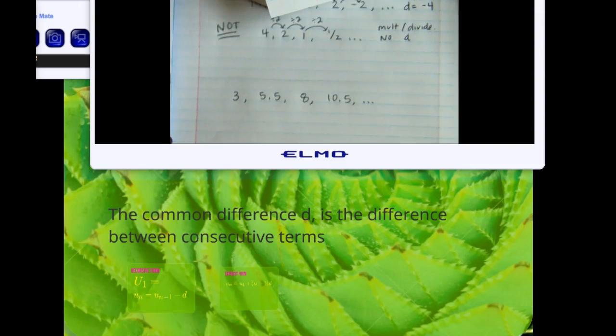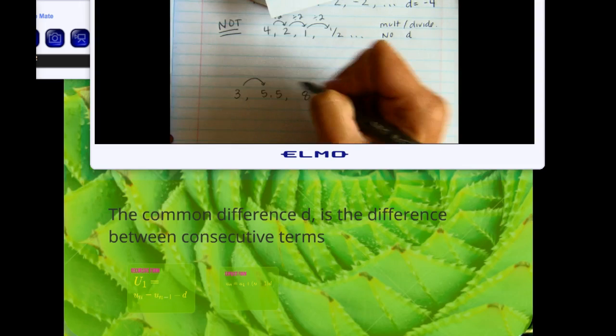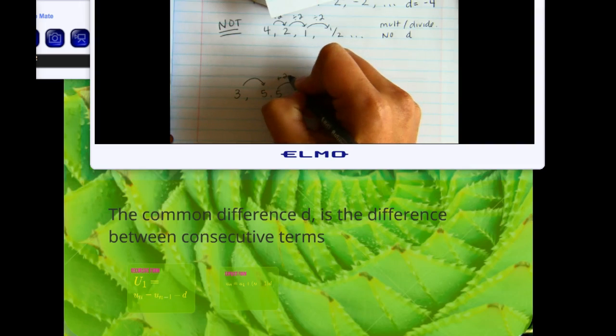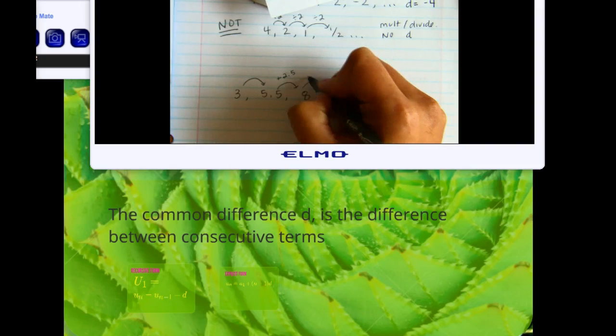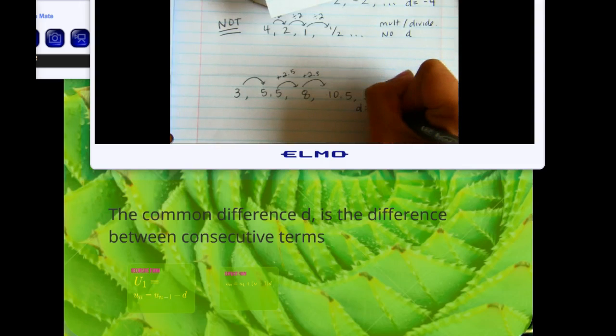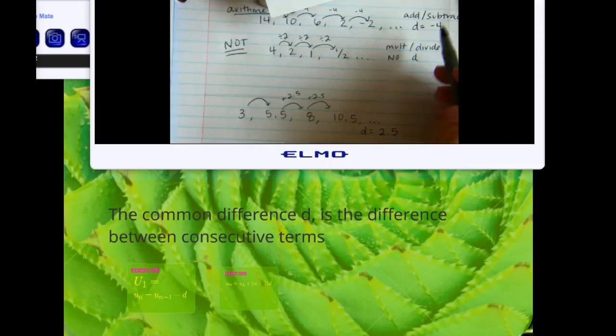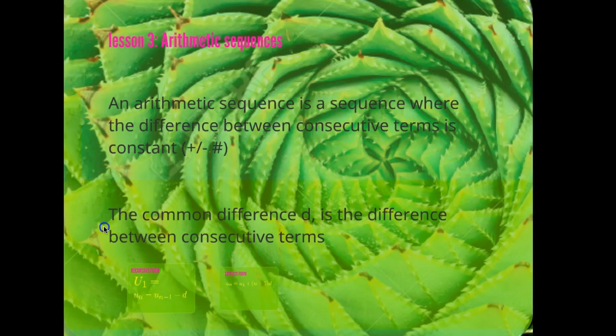So let's look at an example of a sequence. I want to find the common difference between each of these terms. What do I have to do to get from term to term? Take a minute to yourself. And if you got that I should be adding 2.5 to each term, you are correct. My common difference will be 2.5. If I were subtracting, like I was up here, my difference will be negative. Okay, moving right along.